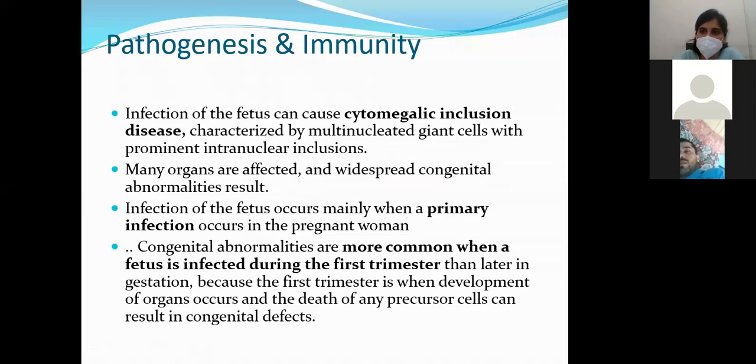Many organs are affected. You can ask the questions later. Kindly do not raise your hand to mark your attendance. You can mark your attendance in the chat box.